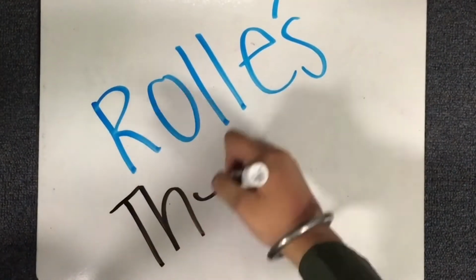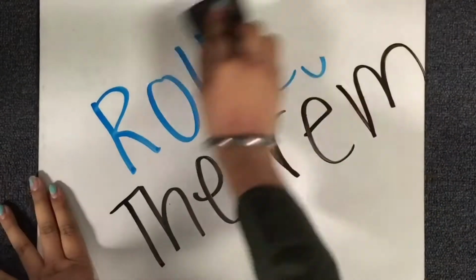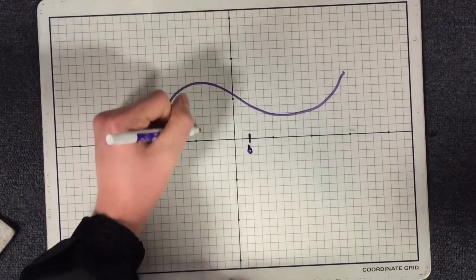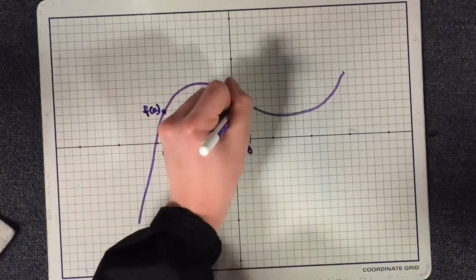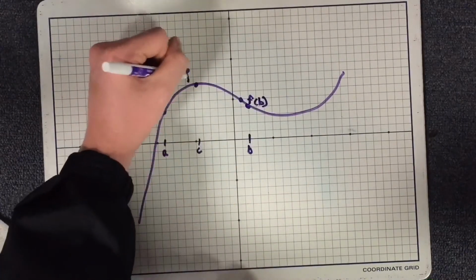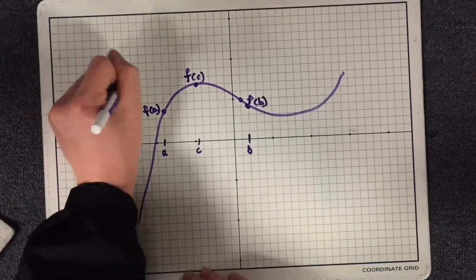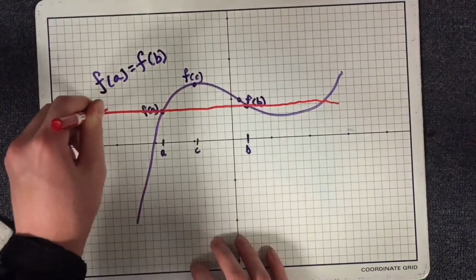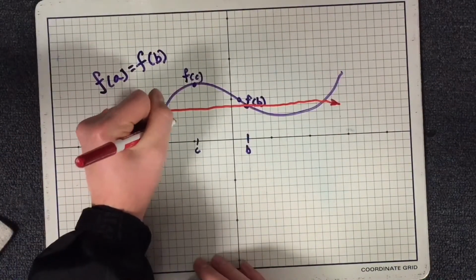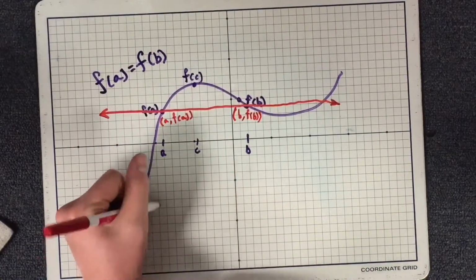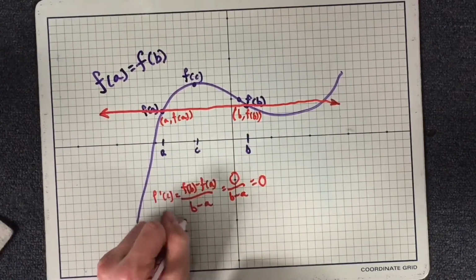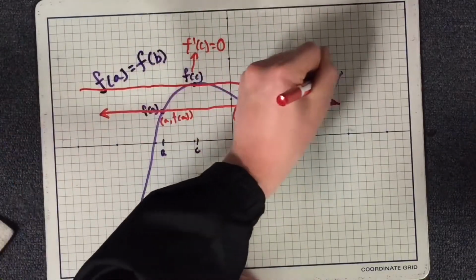The lesson for today is Rolle's Theorem! Rolle's theorem states that if f is continuous on the closed interval a to b and is differentiable on the open interval a to b, and if f of a equals f of b, then there is at least one number c in the open interval a to b such that f prime of c equals 0.